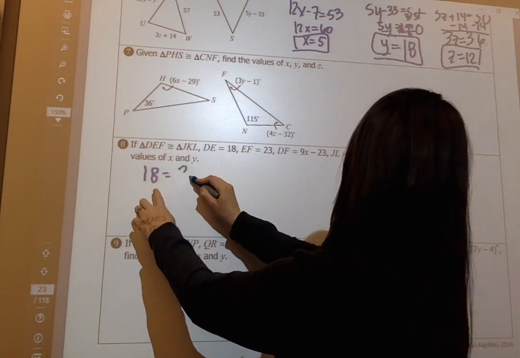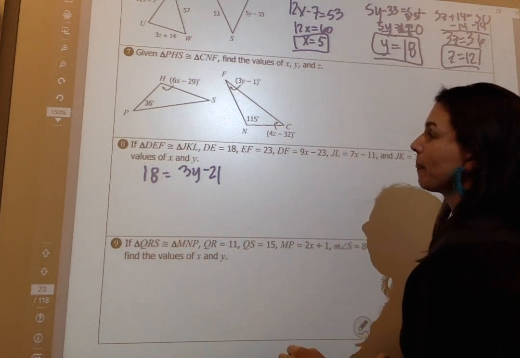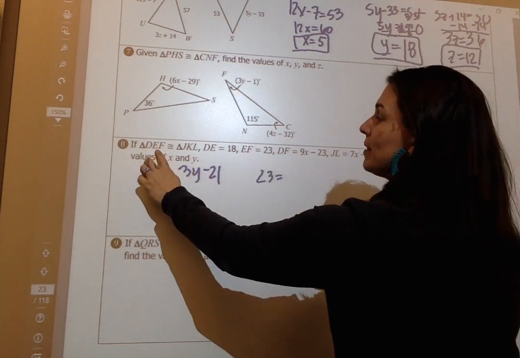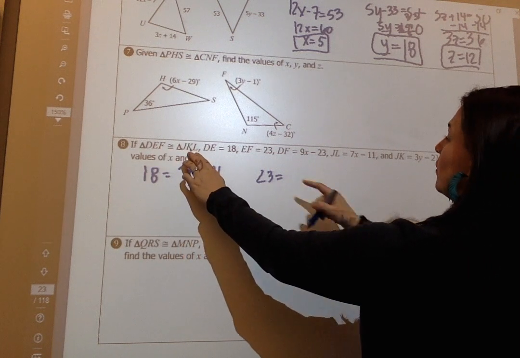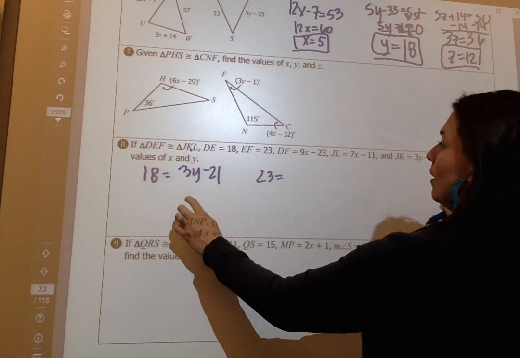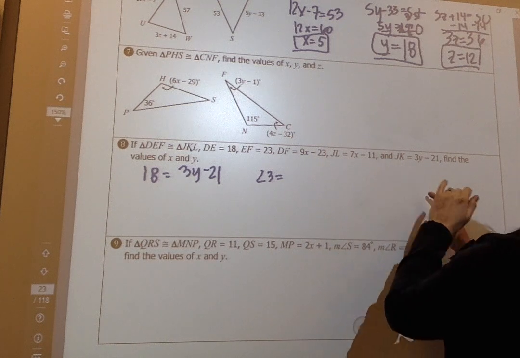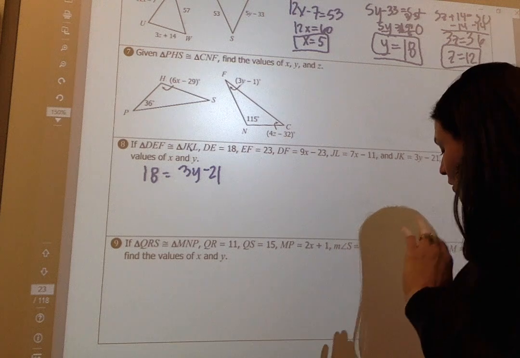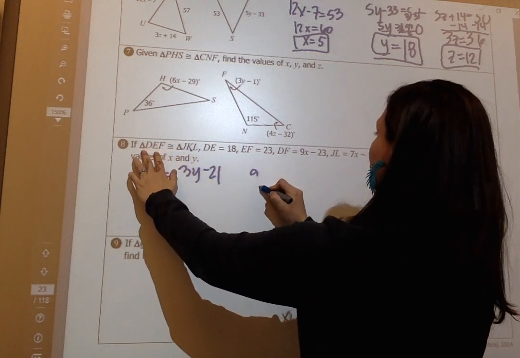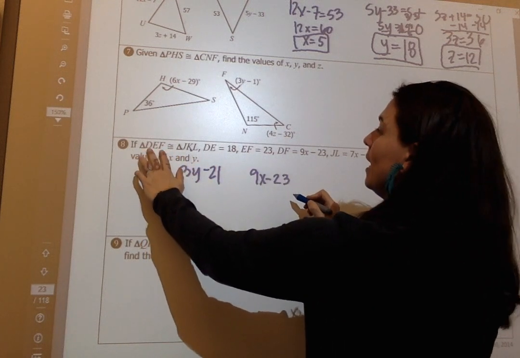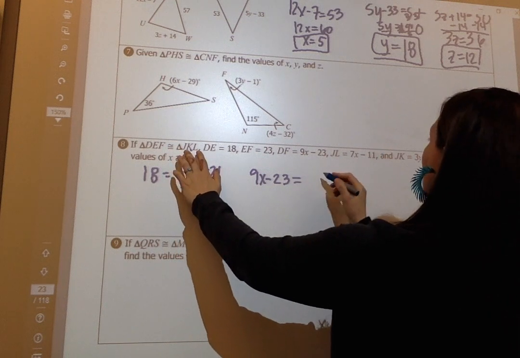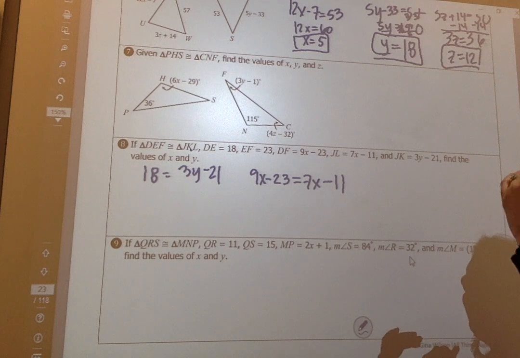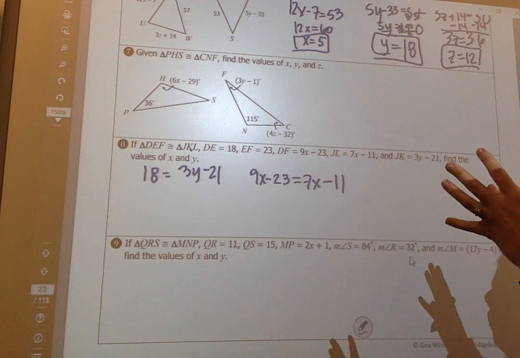And I'm going to set 18 equal to 3y minus 21. Then I'm going to look at EF. EF is 23, and I'm going to set EF equal to KL. So I'm going to look for KL. KL's not in there, so that can't do anything for me. So now I'm going to see DF. DF is 9x minus 23, and I'm going to set that equal to JL, which is 7x minus 11. Okay, so that's all the information that I can use right now.